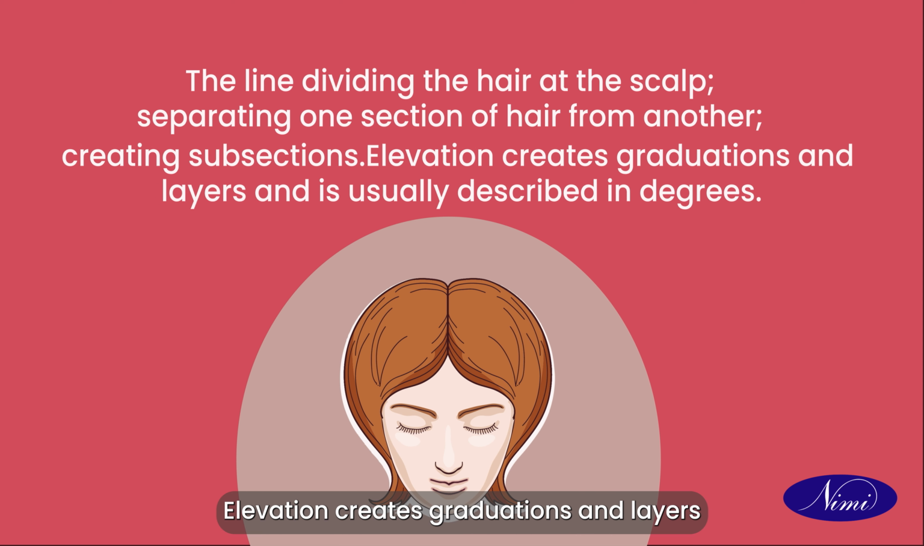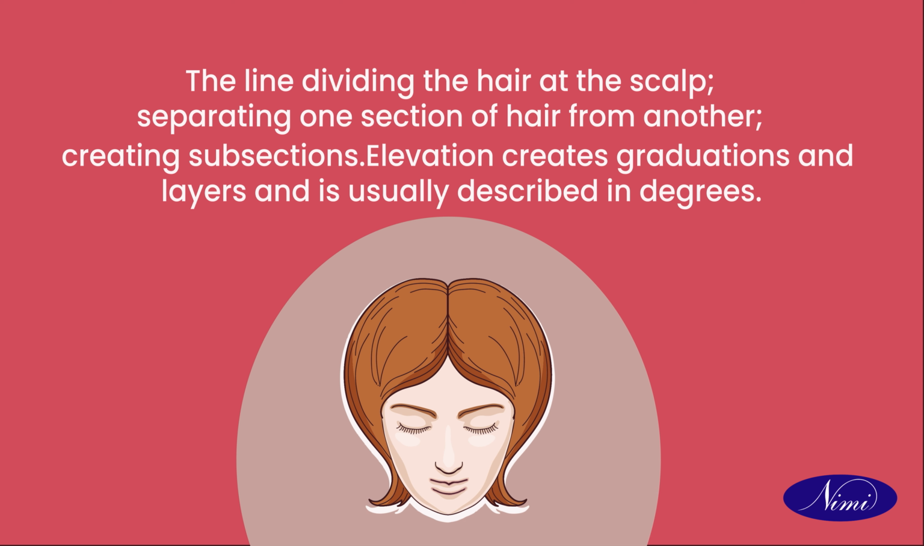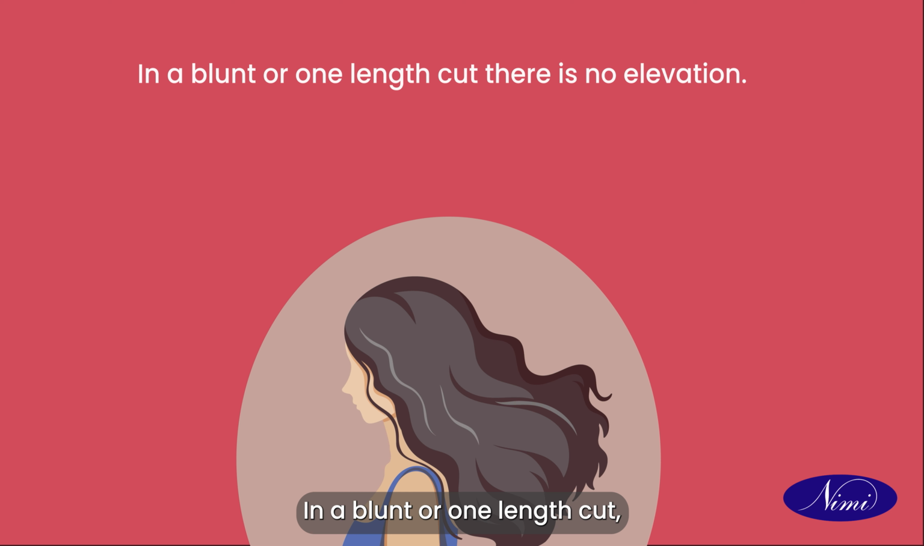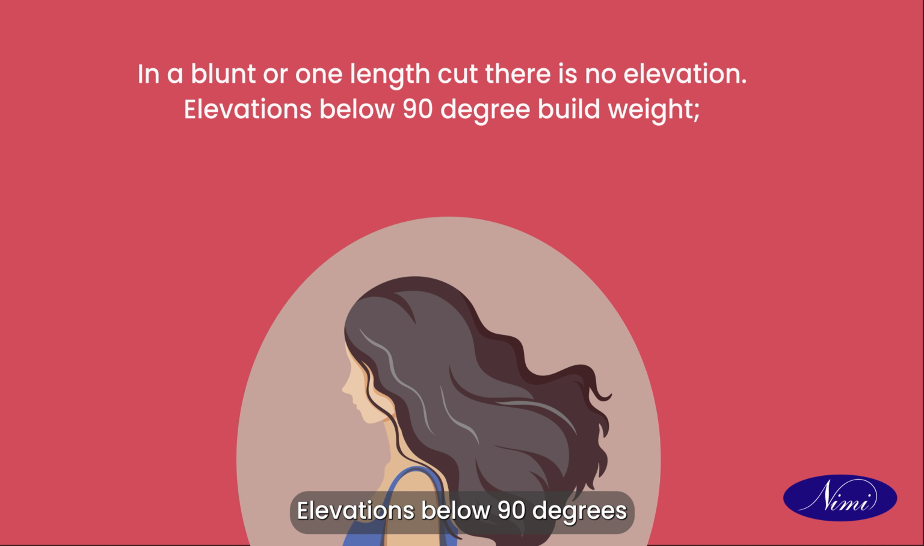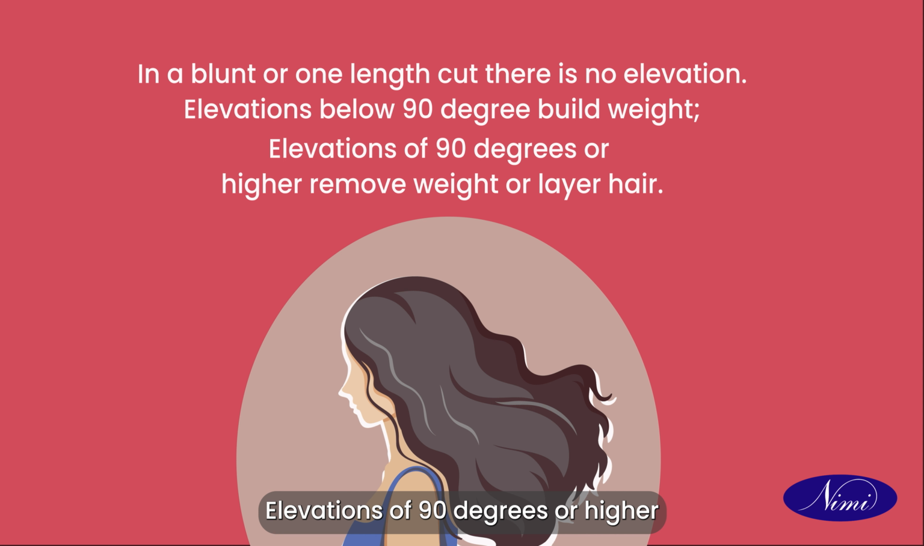Elevation creates graduations and layers and is usually described in degrees. In a blunt or one-length cut, there is no elevation. Elevations below 90 degrees build weight. Elevations of 90 degrees or higher remove weight or layer hair.